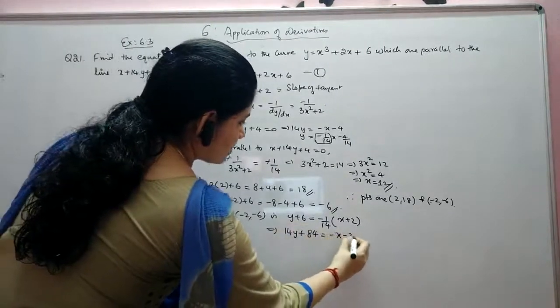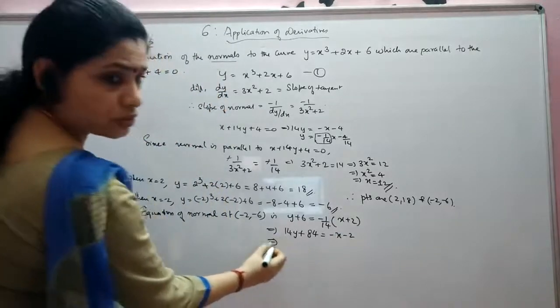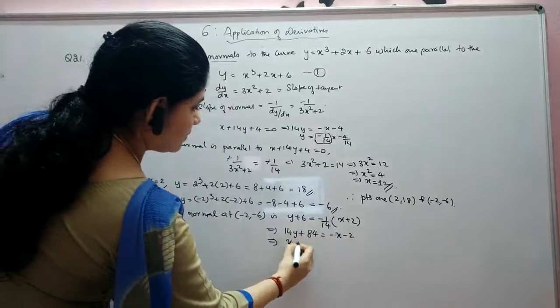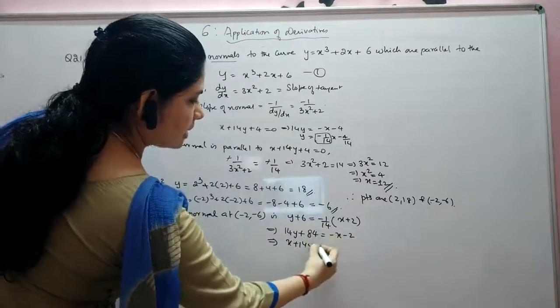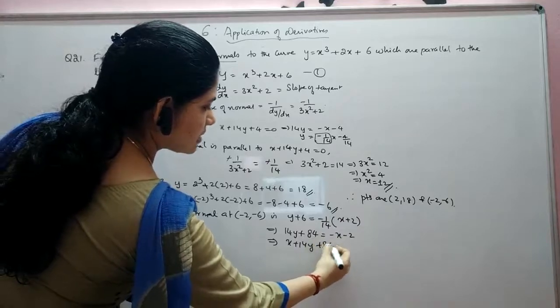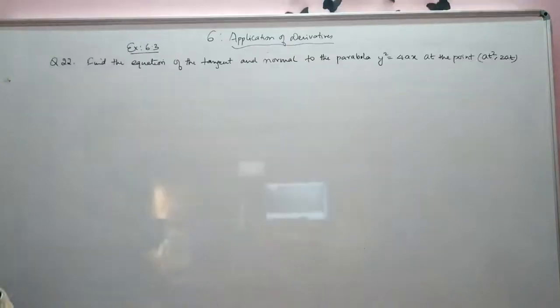is equal to minus x minus 2, which will give you x plus 14y. Here plus 84, this will come here, so it will become plus 86 equal to 0. So this is the second equation.